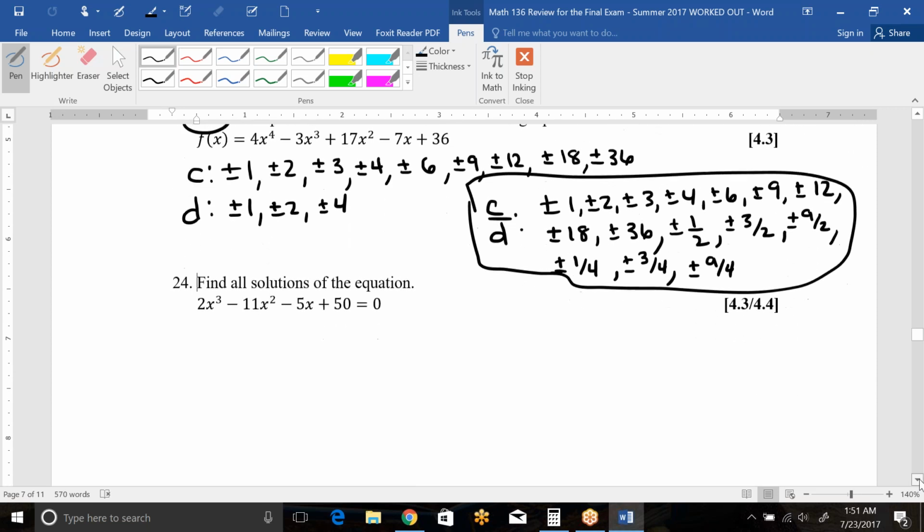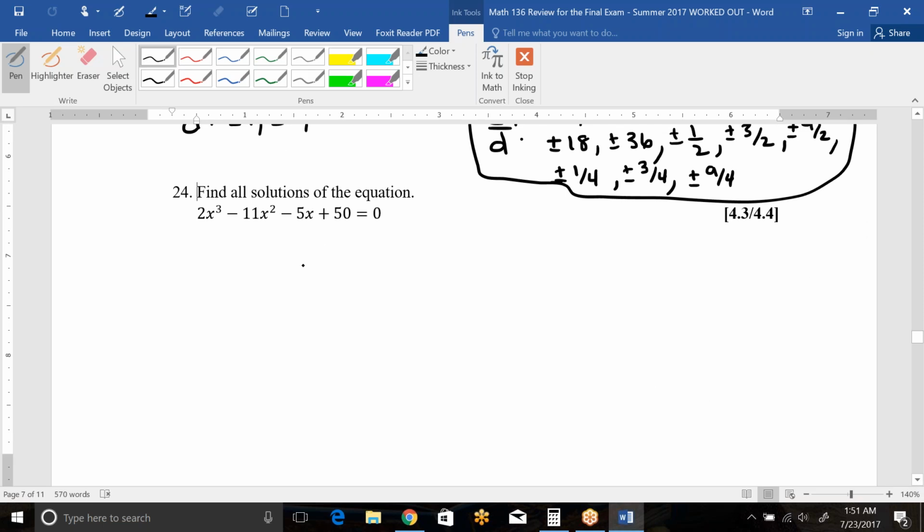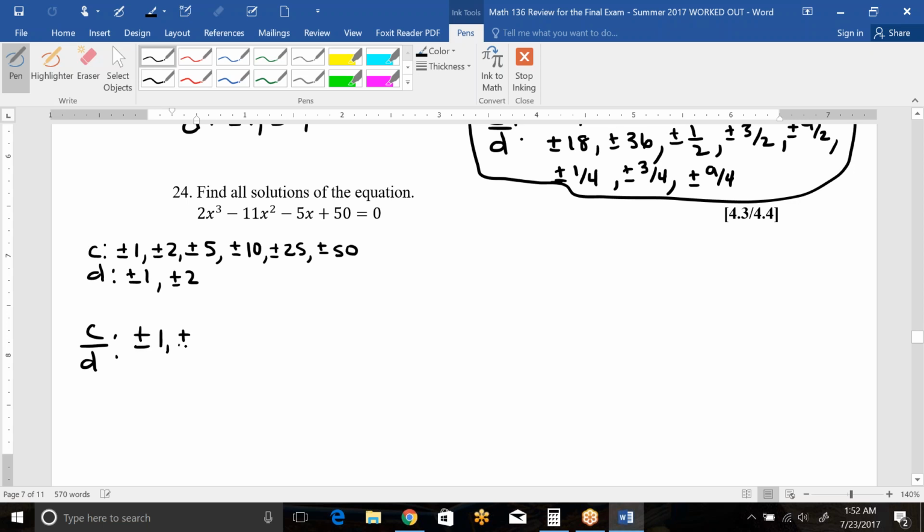For number 24, we're supposed to find all of the solutions of the equation. So we list all of our factors again for our C over D list, because this one is not factorable, at least not using our traditional techniques. So plus or minus 1, plus or minus 2, plus or minus 5, plus or minus 10, plus or minus 25, plus or minus 50. Those are factors of 50. Factors of 2 are plus or minus 1 and plus or minus 2. So my potential list to find my zeros from are all of the numbers when you put them over 1 from the top row.